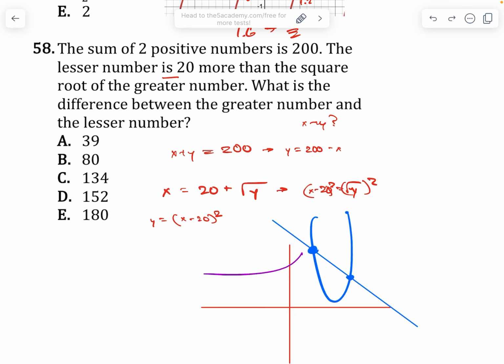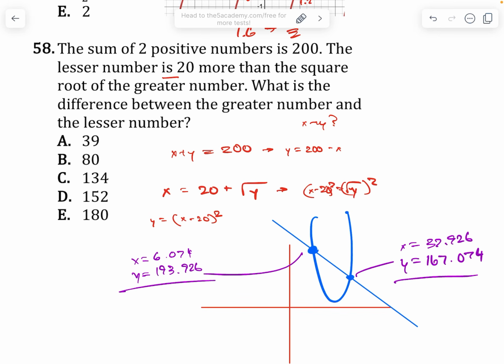One of them is going to be x equals 6.074, y is equal to 193.926. The other one is going to be x is equal to 32.926, y is equal to 167.074. Now you have two solutions, you have your conditions, just check which one matches both. Clearly, they both add up to 200. Now, do they both meet this condition as well?